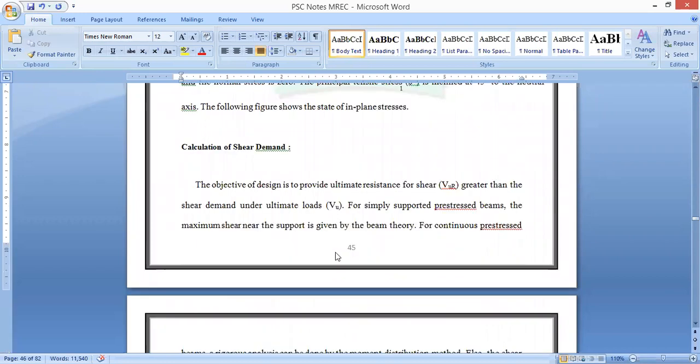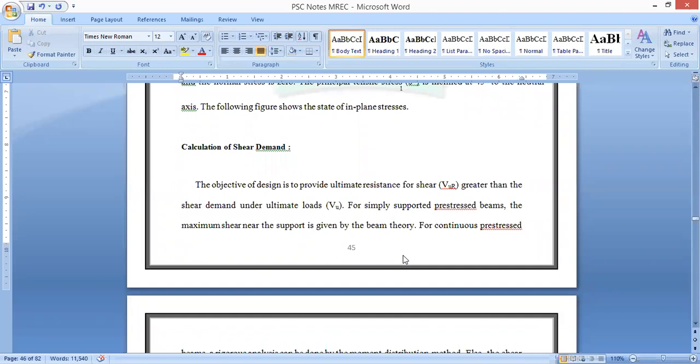Okay, so here the next concept is how to calculate the shear. Calculation of shear demand. Ela calculate chestam shear forces or shear stresses ni? So the objective of designing is to provide ultimate resistance for shear. Avuna ante, see, when a member is subjected to shear, it will have shear cracks. Mari shear cracks manam avoid cheyali ante what I have to do? I have to design the member to control shear cracks. Okay, by that the member should have an ultimate resistance for shear. Member ki shear resistance undali. Then only it can control the shear cracks. It can control the shear forces.